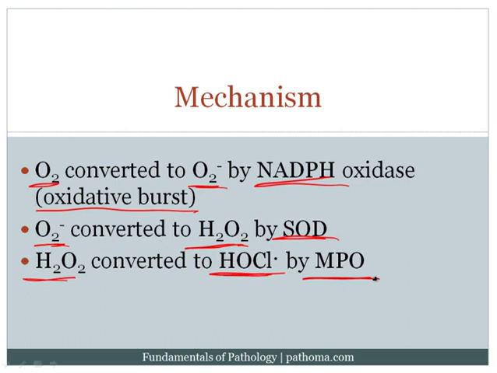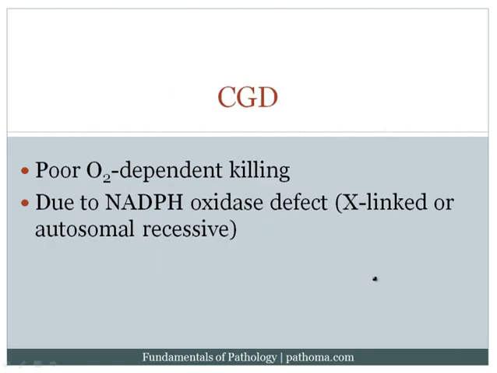Now, that's the normal, and there are a couple disease states in which this normal can be disrupted. And so the first of those is called chronic granulomatous disease. What happens in chronic granulomatous disease is that you get poor O2-dependent killing. Because O2-dependent killing is defective, the patient then gets regular infections and develops chronic granulomas. So that's called chronic granulomatous disease.